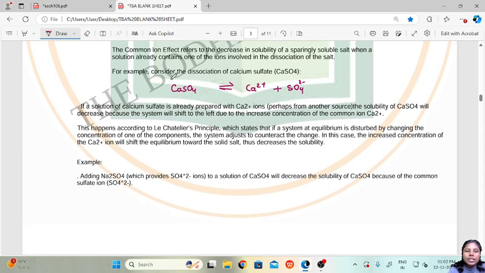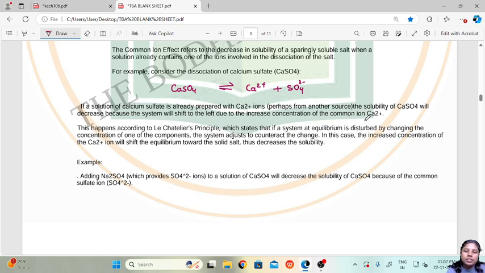For example, say we have calcium sulfate, CaSO4, which is dissociating into Ca2+ and SO4 2-. Now if a solution of calcium sulfate is already prepared with Ca2+ ions, so say there is already a presence of calcium 2+ ions, the solubility of CaSO4 will decrease because the system will shift to the left due to increased concentration of common Ca2+ ions. So say we have a CaSO4 solution that is already going to dissociate into Ca2+ and SO4 2-.